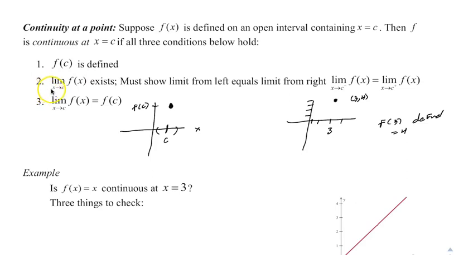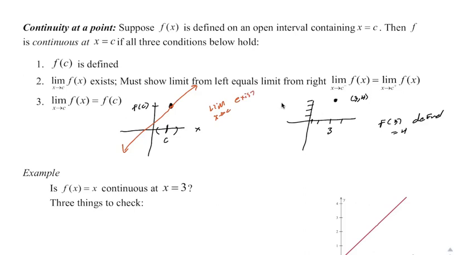Second step, the limit as x approaches c of f of x must exist. So remember, if a limit exists, that means you've got to show both sides match. So we must show the limit from the left equals the limit from the right. I'm going to draw this a couple of ways. On this one, we're just going to draw a nice straight line here. The limit exists. If you look at the limit from the left, coming from this side, you get that point. If you look at the limit from the right, you get that point. So in this case, the limit as x approaches c exists.